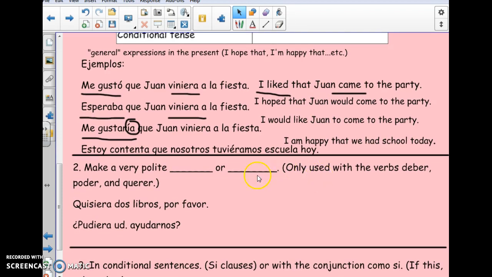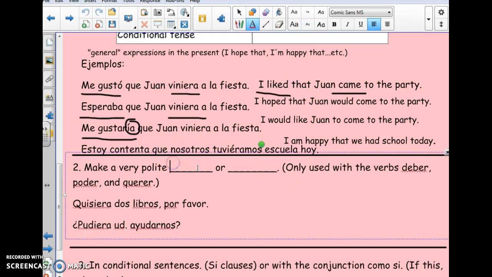The second use would be to make a very polite request or a suggestion.